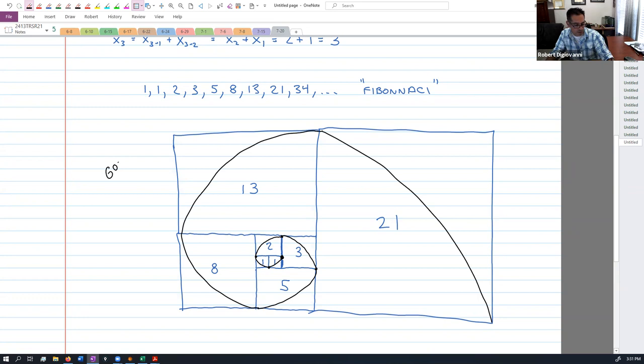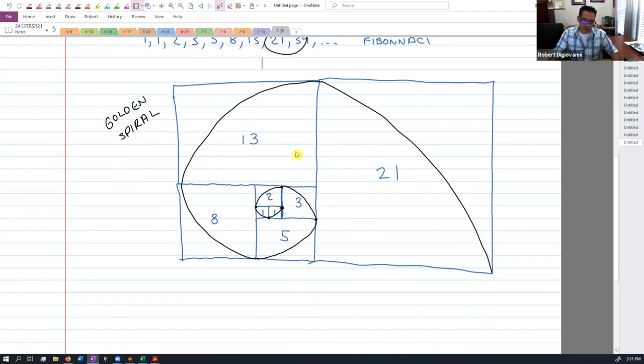Oh, spiral. I just remember it as golden ratio for some reason. It is also, the ratio of these numbers is approaching what's called the golden ratio. Oh, okay. So this is debatable. I've seen different things on this.